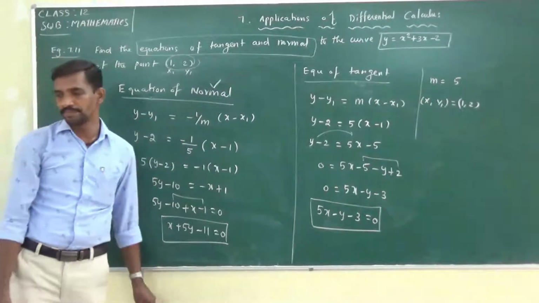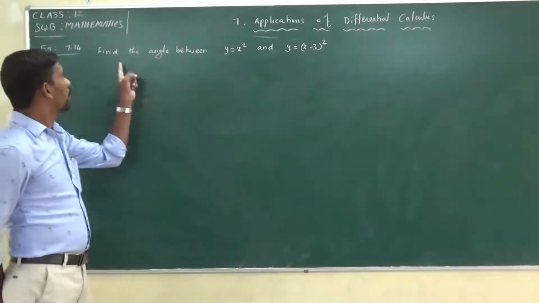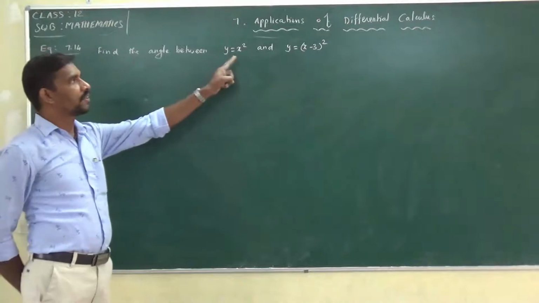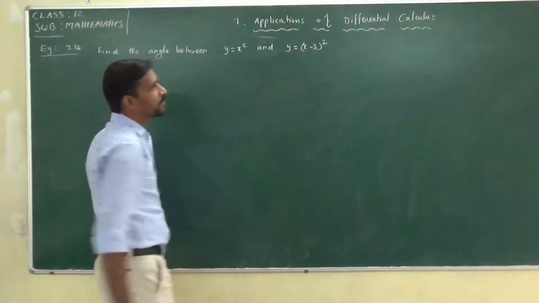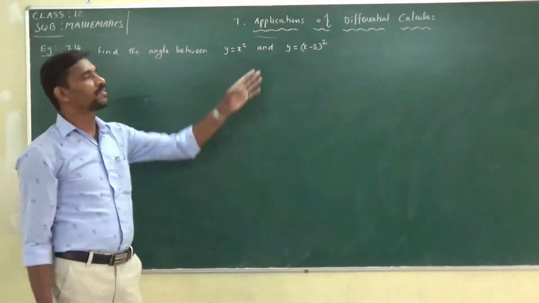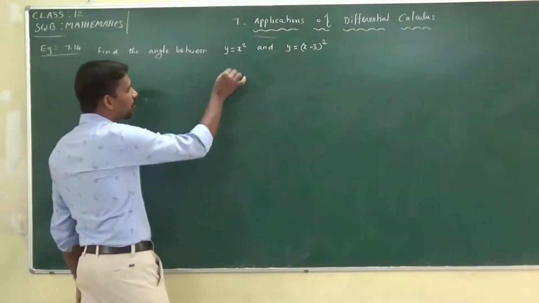Okay, thank you. Hi students, this is example 14. Now, we have to find out the angle between the two curves: y is equal to x square and y is equal to x minus 3 the whole square. These two curves are nothing but parabolas opening upward. So first you want to draw the diagram.